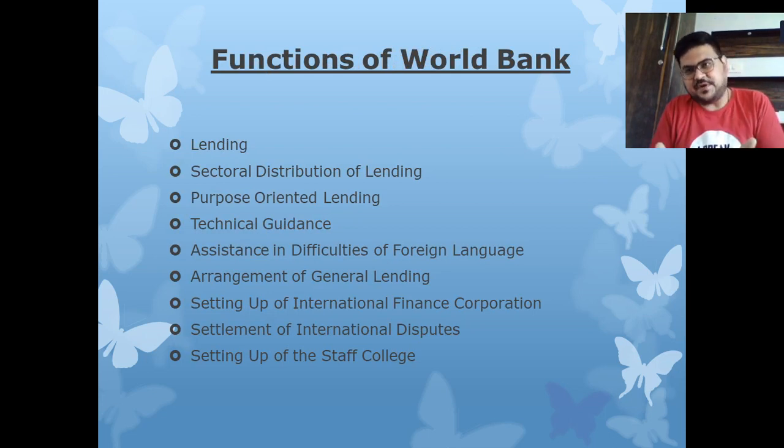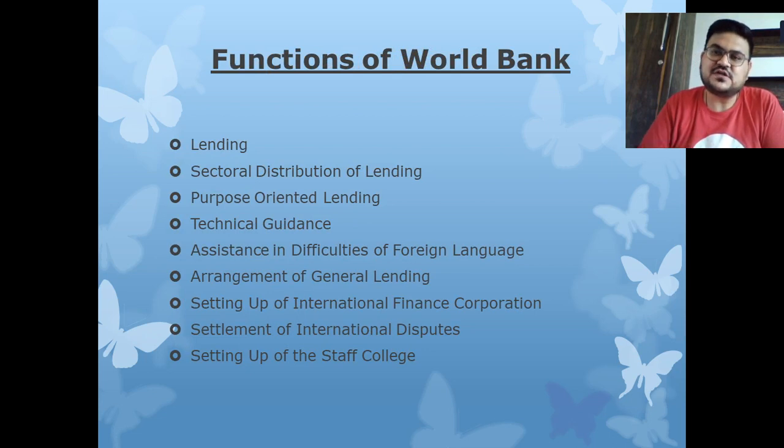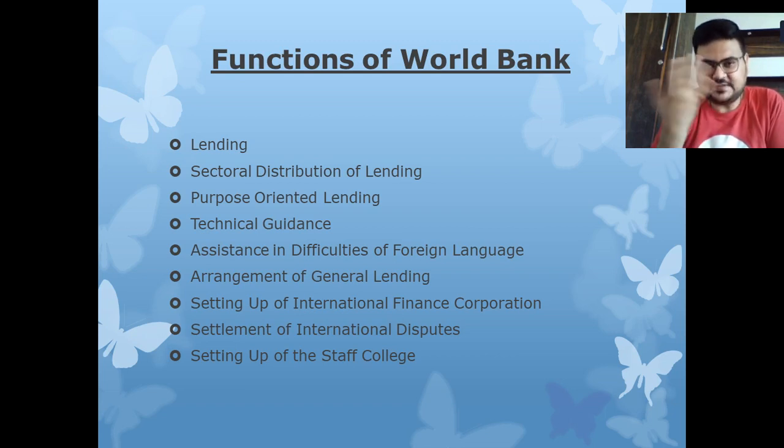Now, apart from IMF, we also have something called the World Bank. So what are the major functions of World Bank? Okay, so lending, of course, giving loans to countries. Lending is one of the major functions of World Bank. Sectoral distribution of lending.